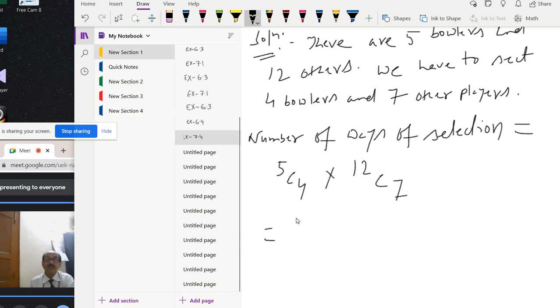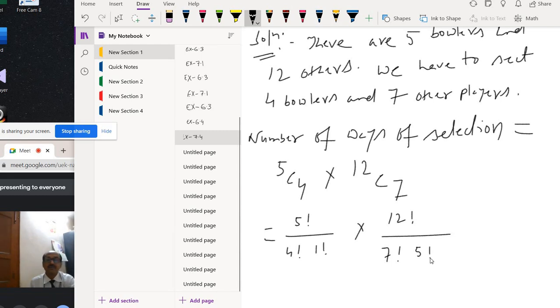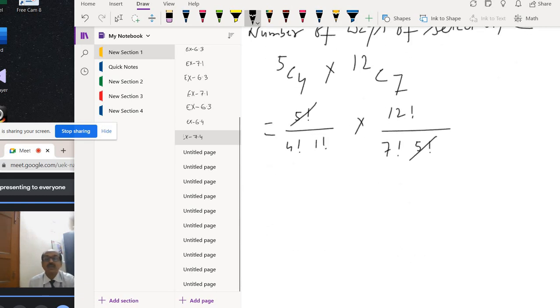So 5 factorial by 4 factorial into 1 factorial, into 12 factorial by 7 factorial into 5 factorial, since 12 minus 7 is 5. Now this 5 factorial cancels, and we cut that.